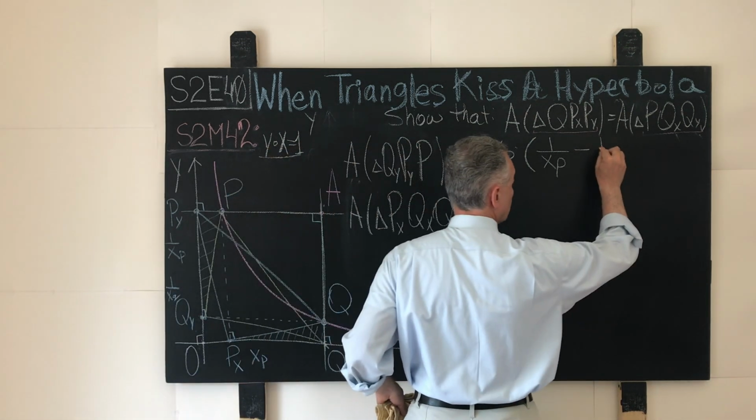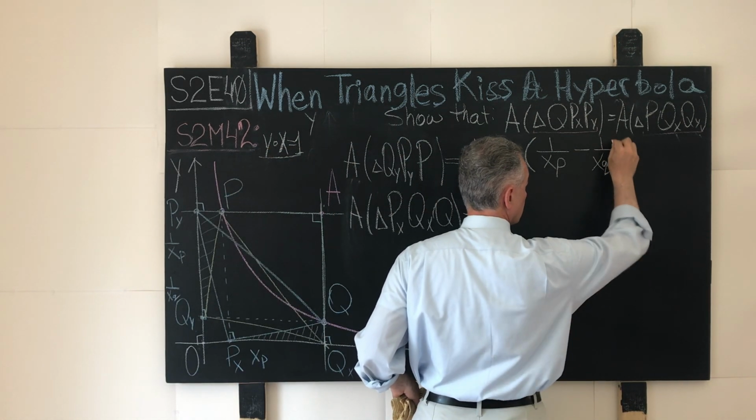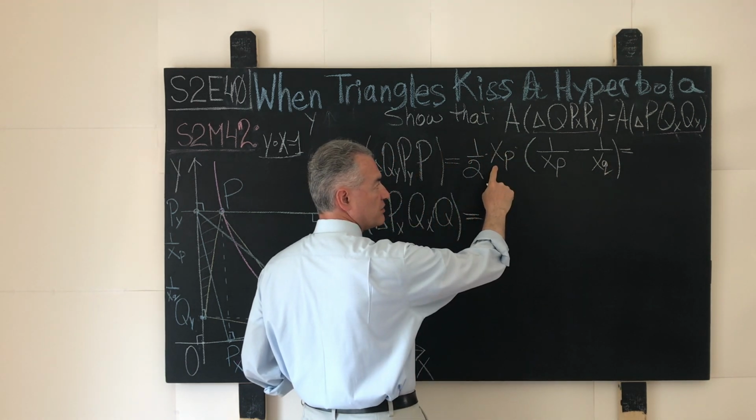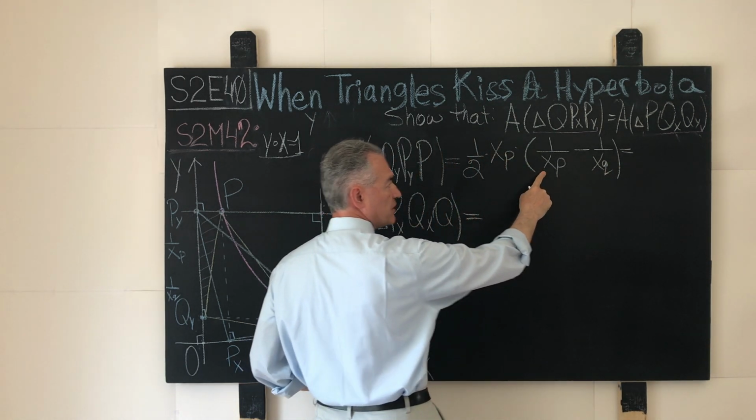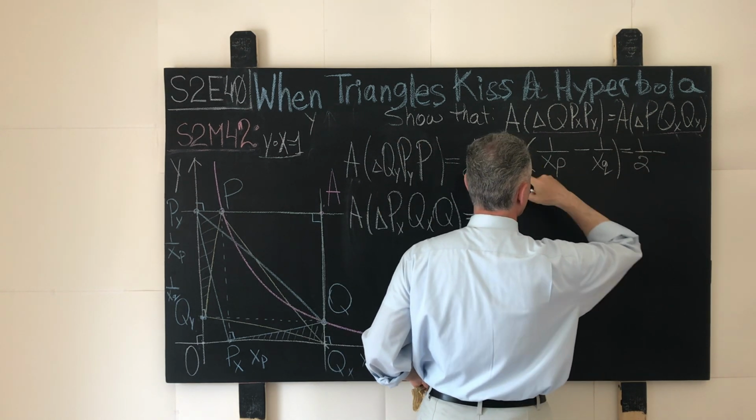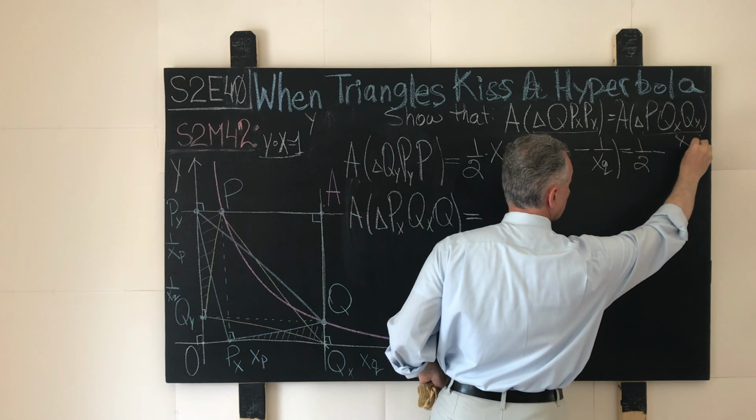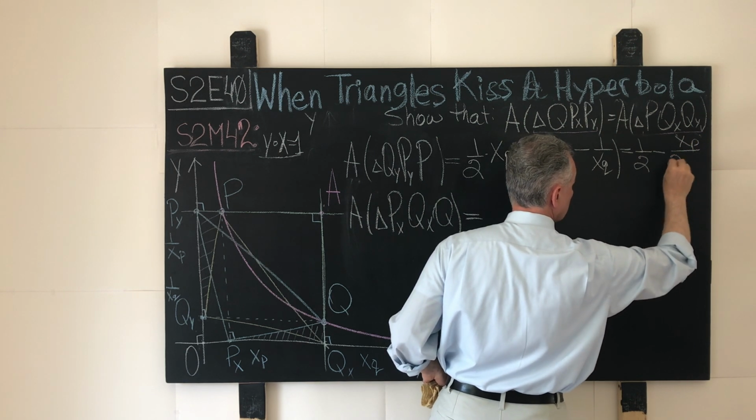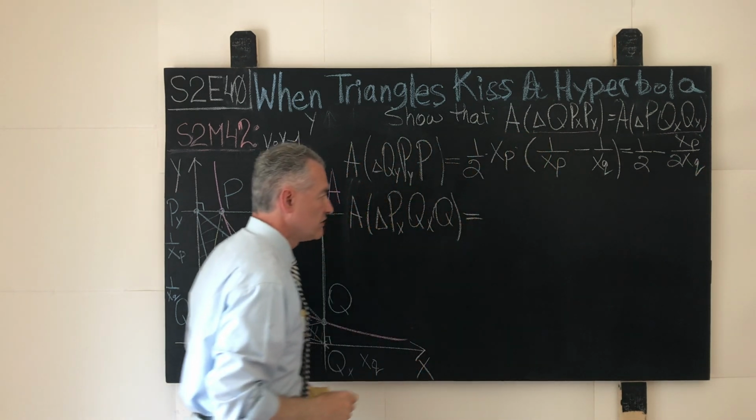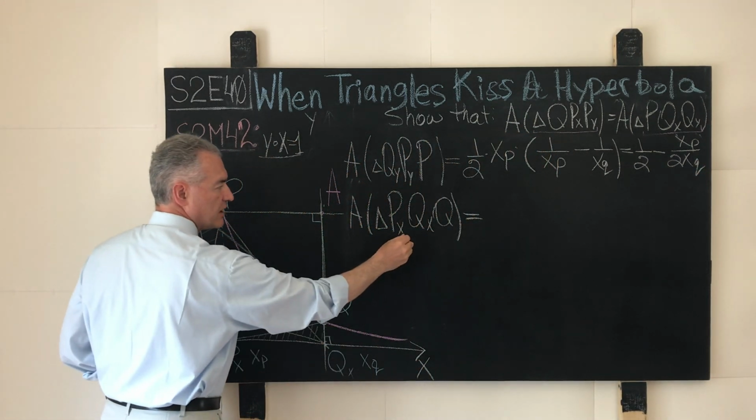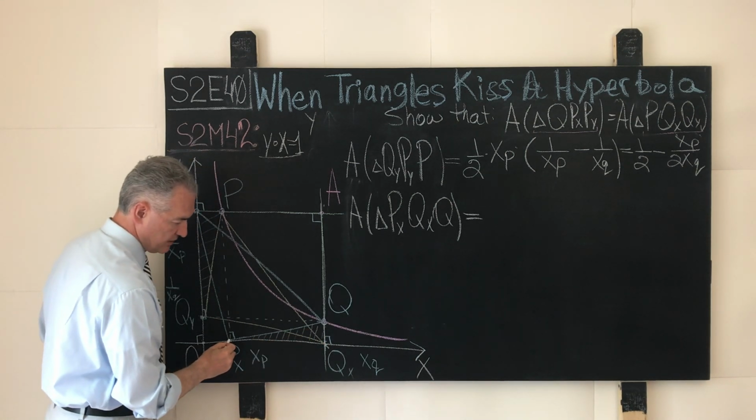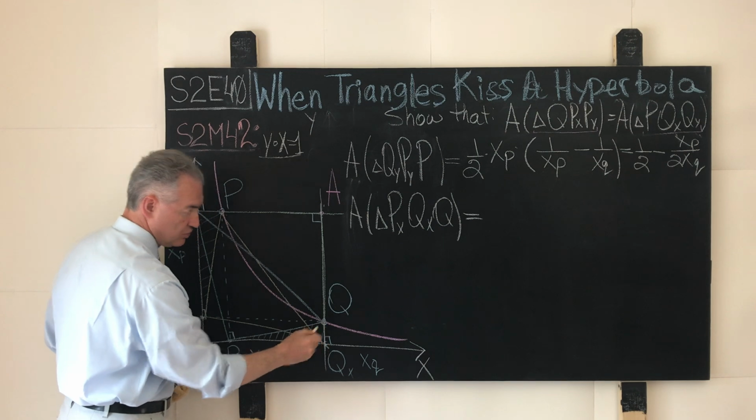1 over xq. And in this case, what expression do we get? xp in the numerator, xp in the denominator. Again, it will be 1/2 minus what? xp over 2xq. Very nice. What do we have for the area of the complementary right triangle PX, QX, and Q?